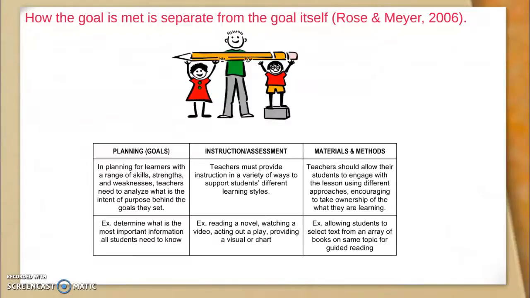In planning for learners with a range of skills, strengths, and weaknesses, teachers need to analyze the intent or purpose behind the goals they set. This becomes relevant to teachers today as they determine the most important information all students need to know. Then teachers must provide instruction in a variety of ways to support students' different learning styles. This can be done by reading a novel, watching a video, acting out a play, or providing a visual or chart. Finally, teachers should allow their students to engage with the lesson using different approaches, encouraging them to take ownership of what they are learning. For example, they can allow students to select text from an array of books on the same topic for guided reading.